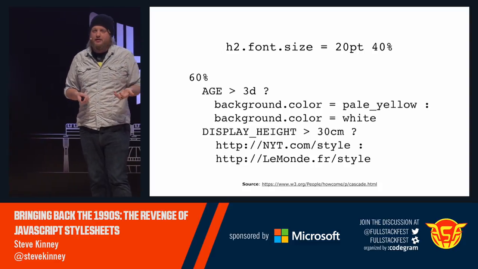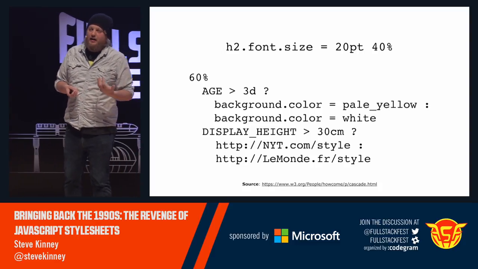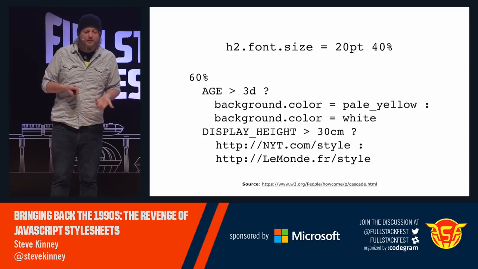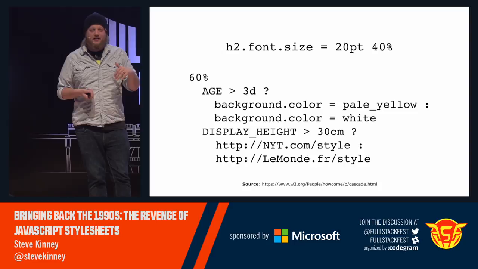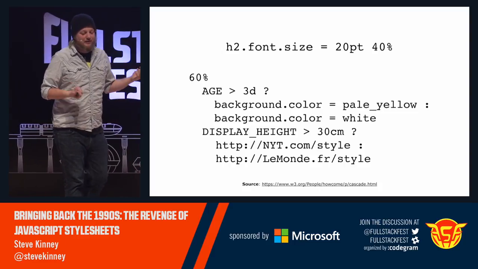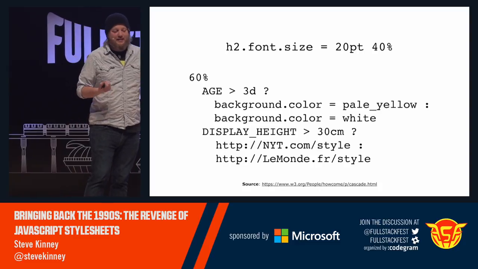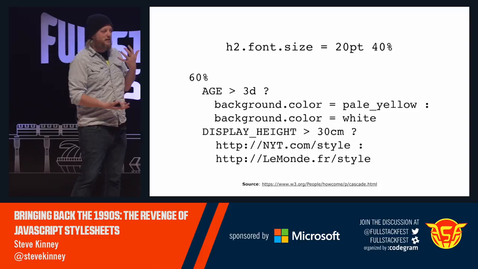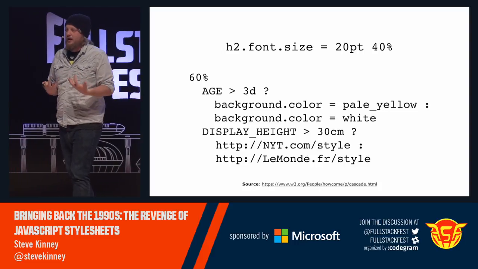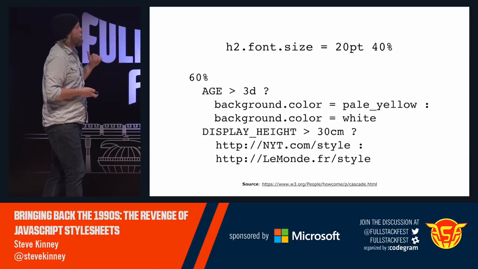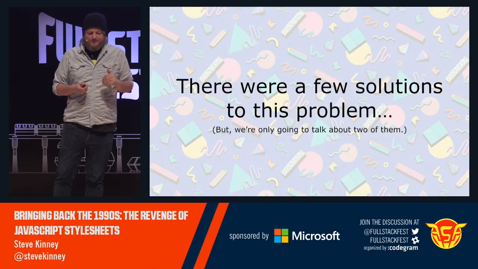The other thing I would like to draw your attention to here is this idea of some kind of logic in our style sheets. You can see a pair of ternaries in this proposal. So I guess if the page is older than 3 days, we're going to make it a pale yellow, just like the paper aged or faded or something. Cute. And some idea based on the height of the page, and we'll use a different style sheet. So you can see this idea of a little bit of logic, which is going to be a recurring theme today, that I just want to point you towards right now.